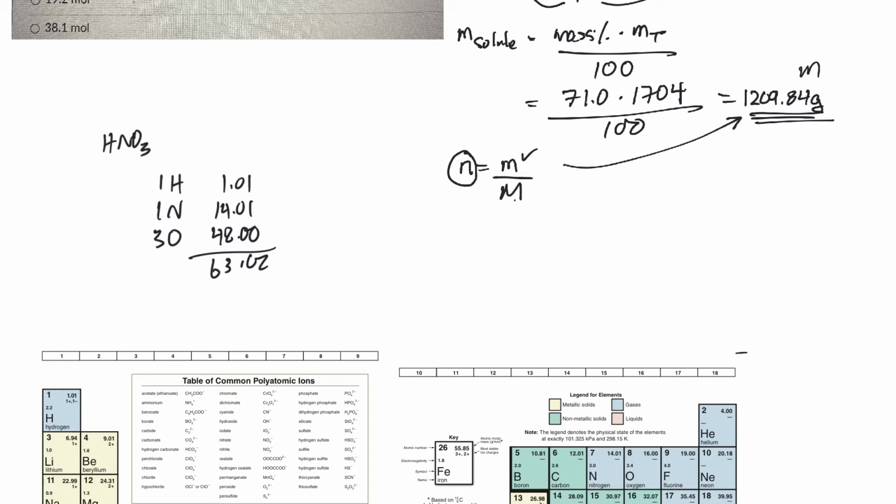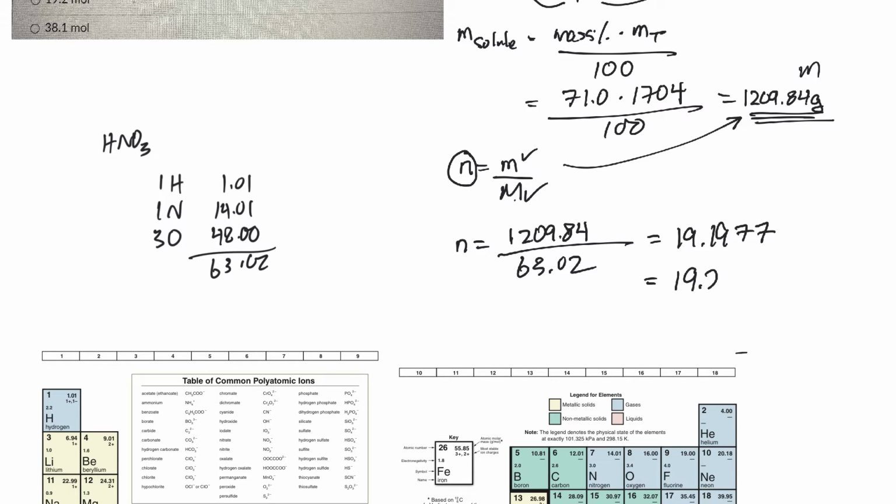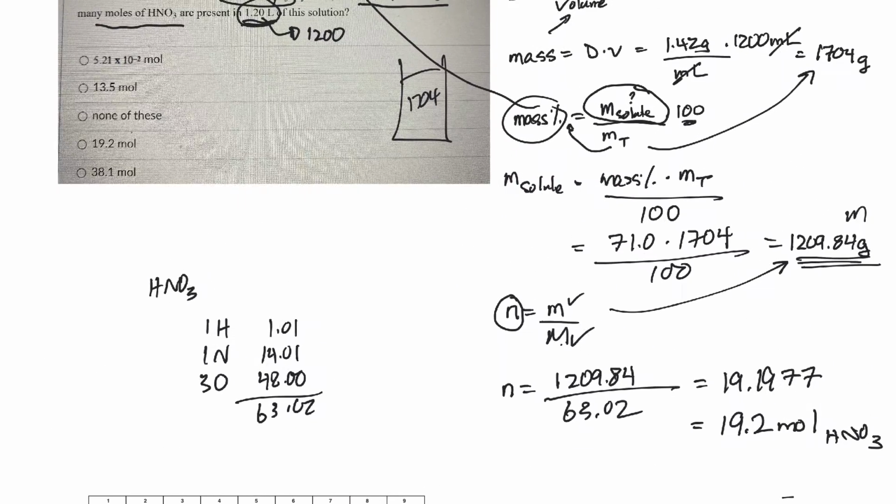63.02. So that's my molar mass. So my moles are going to be 1209.84, and I'm going to divide that by 63.02. So that comes out to 19.1977. I think I had to round to 3 sig figs, so I'd call it 19.2 moles of nitric acid. Let's see if that's one of the answers. Yep.